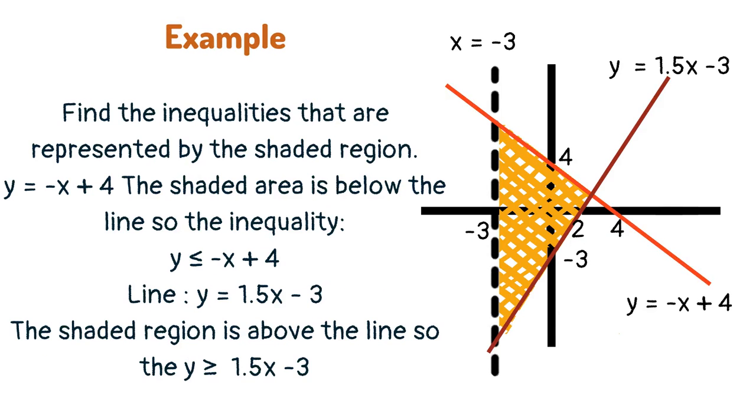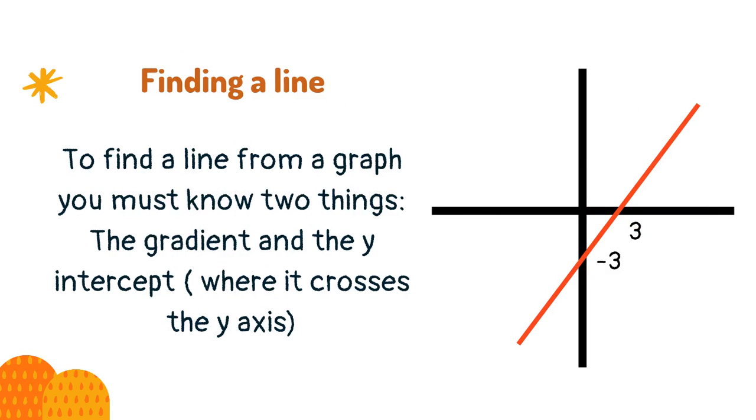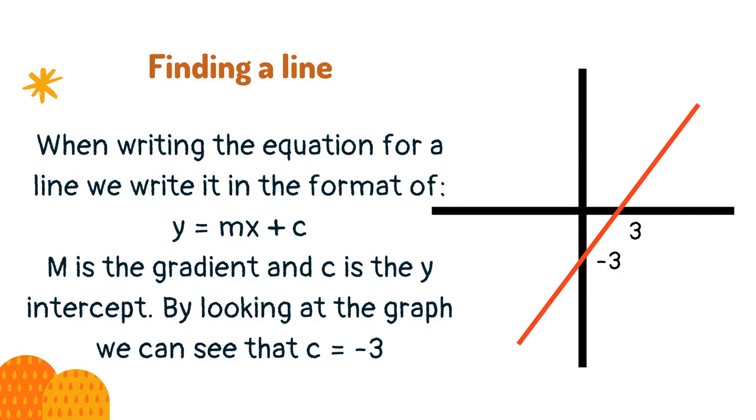If the shaded region is above the line, it must be greater than or equal to, and if it is below, use less than or equal to. To find a line from a graph, you must know two things: the gradient and the y-intercept. This is where it crosses the y-axis. When writing the equation for a line, we write it in the format of y equals mx plus c, where m is the gradient and c is the y-intercept. By looking at the graph, we can see that c equals -3.